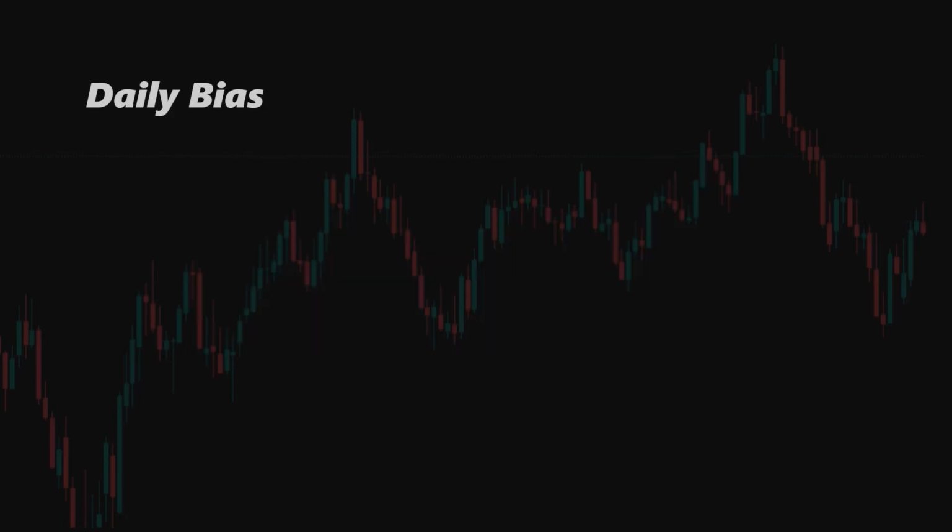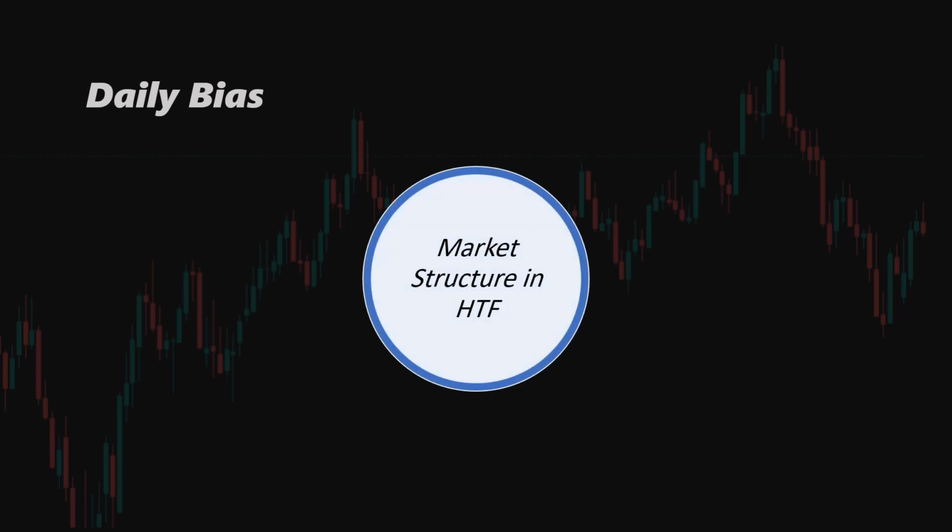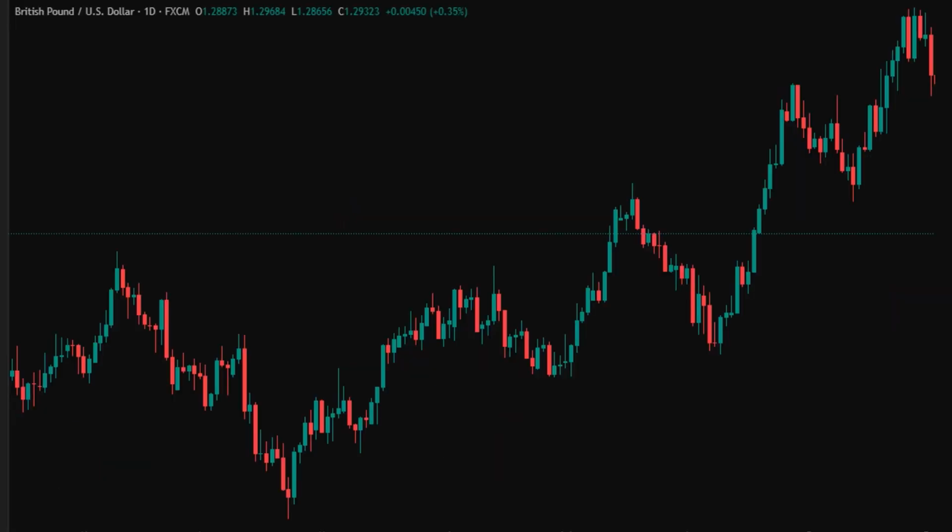Number 1 is analyze market structure on higher time frames. Begin by examining daily or weekly charts. Higher time frames provide a comprehensive view of the market, keeping your analysis in line with the broader trend.